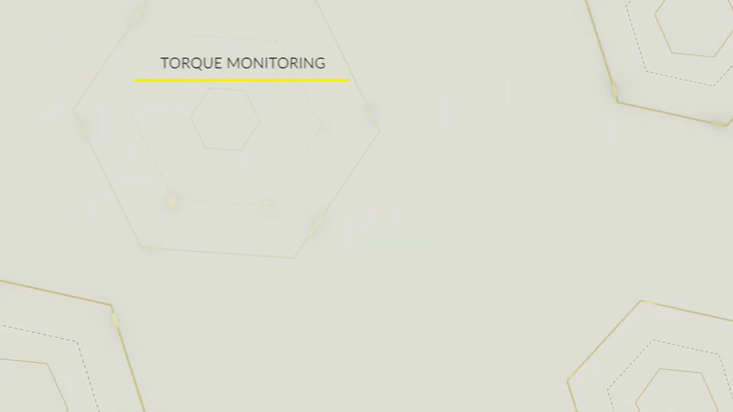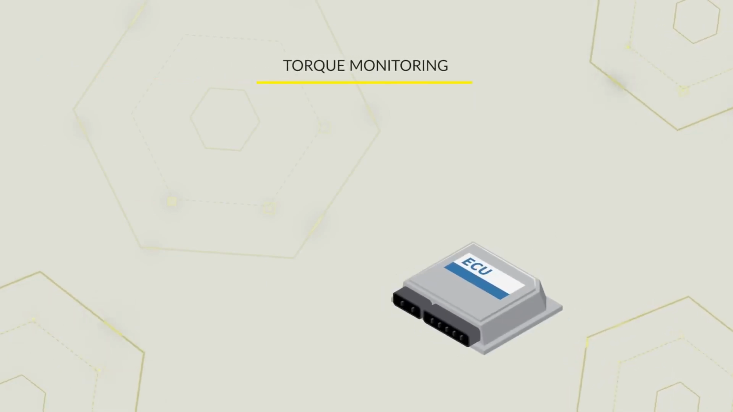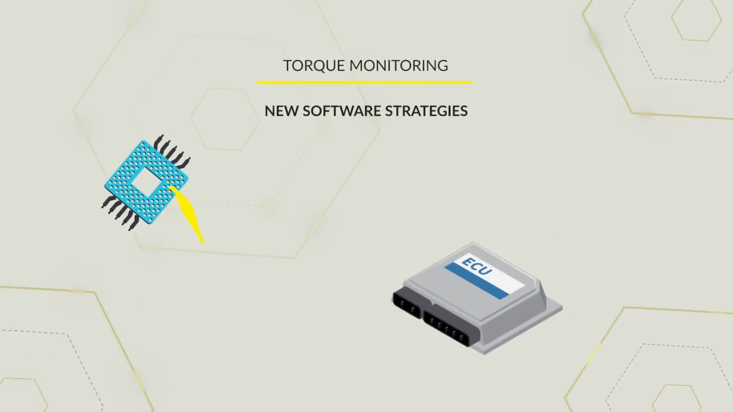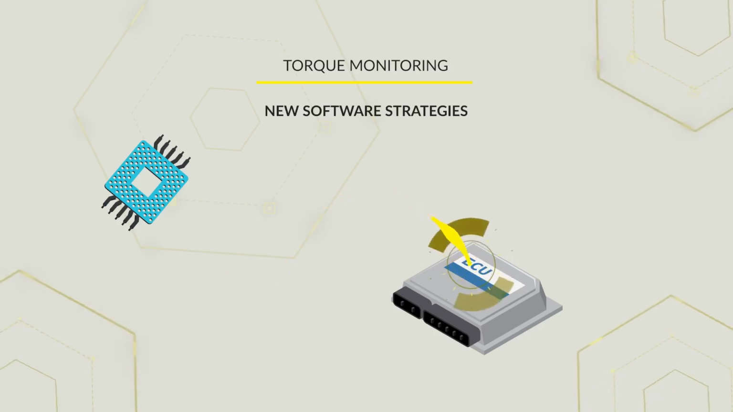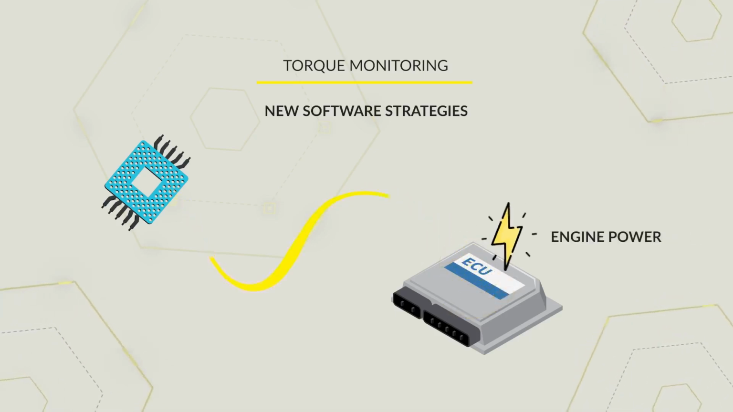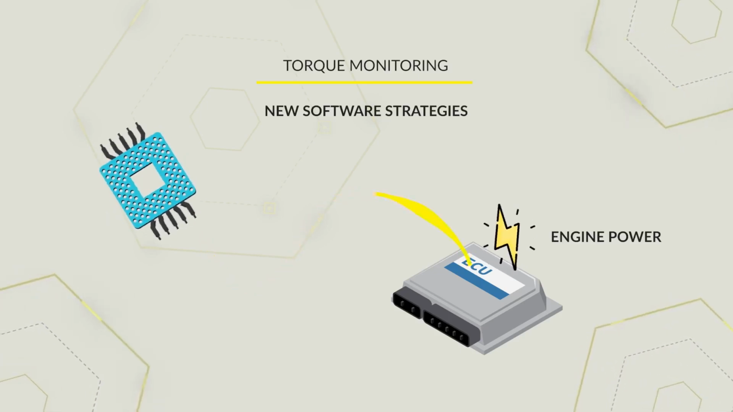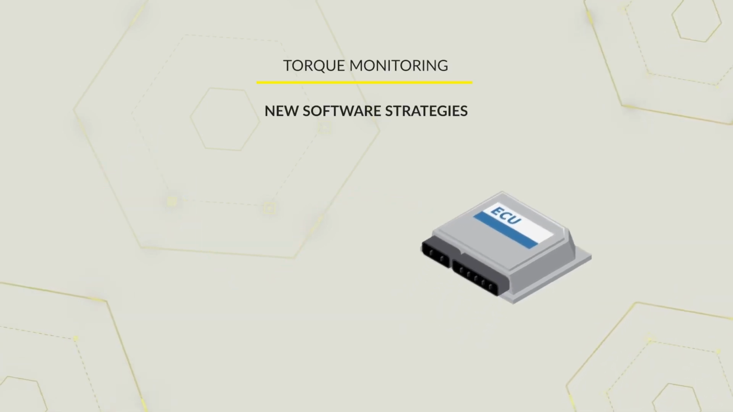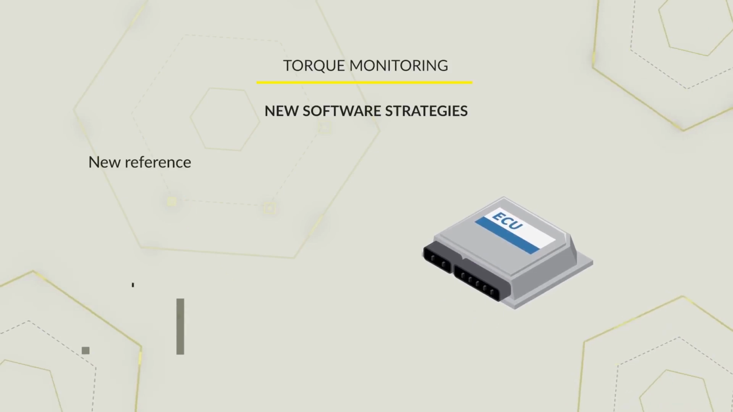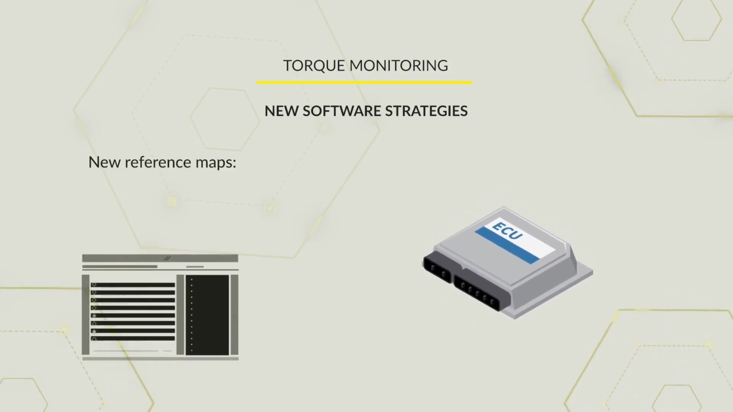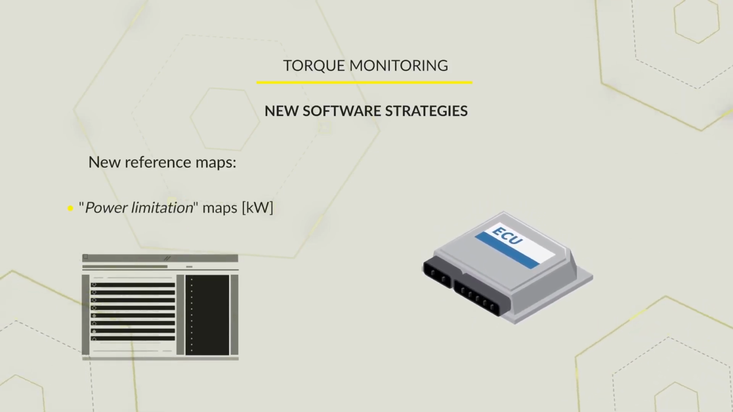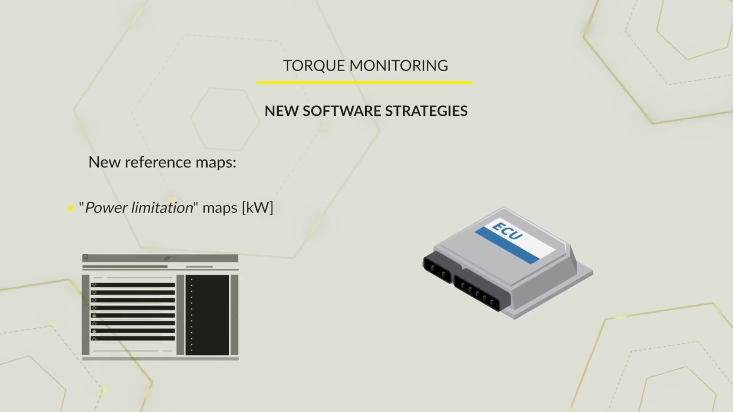Torque monitoring has recently undergone an evolution that involves the addition of new software strategies that also require continuous control of the engine power, performed thanks to various calculations made by the ECU microcontroller. This has resulted in the addition of new reference maps in the original files. The power limitation maps, which are normally represented in kilowatts.